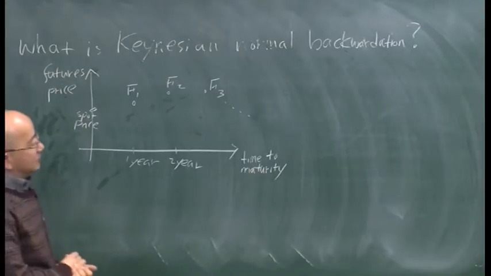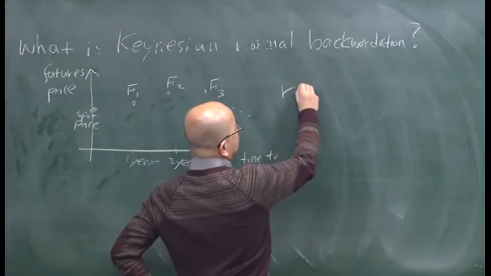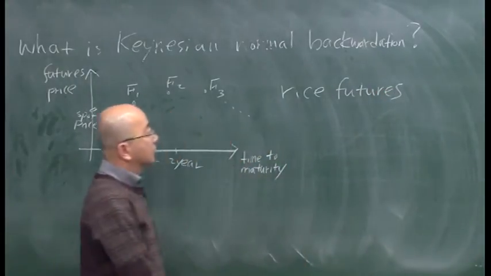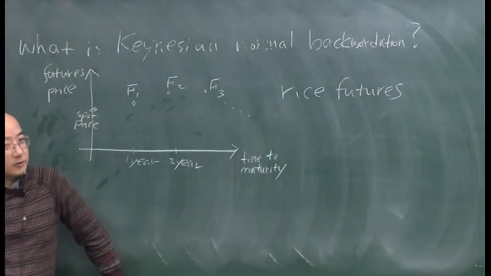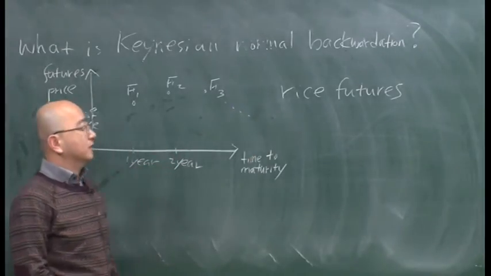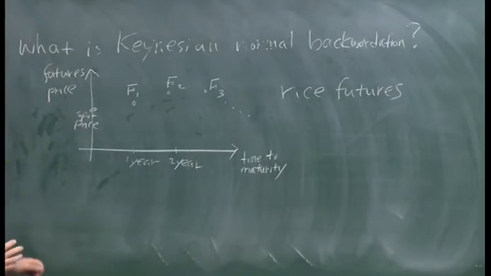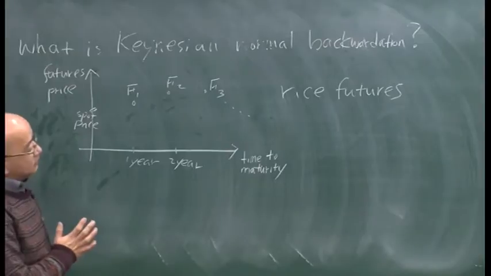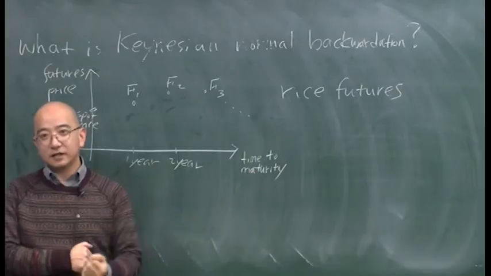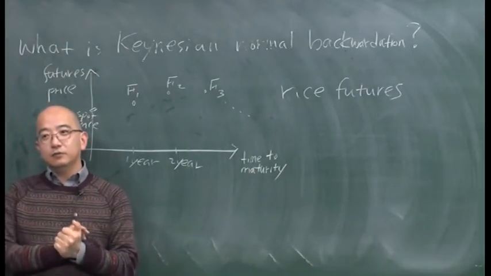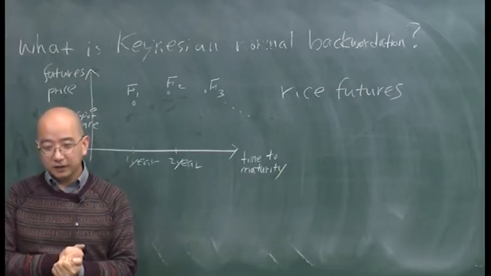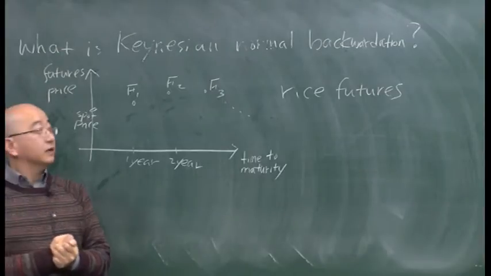Let's think about one particular example. Let's say we are thinking of the futures market for rice. In reality, the rice futures market is not very active, but let's say there is an active rice futures market. So there will be buyers and sellers in this market. Who will be the typical buyers in the rice futures market? Who will want to buy in the futures market?